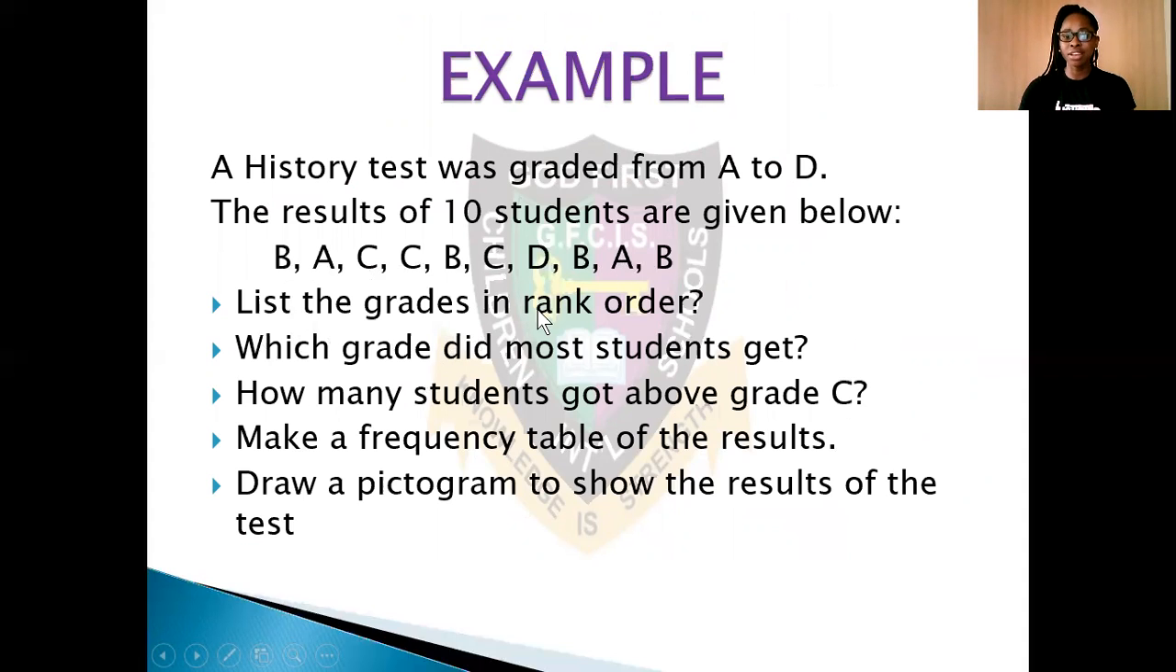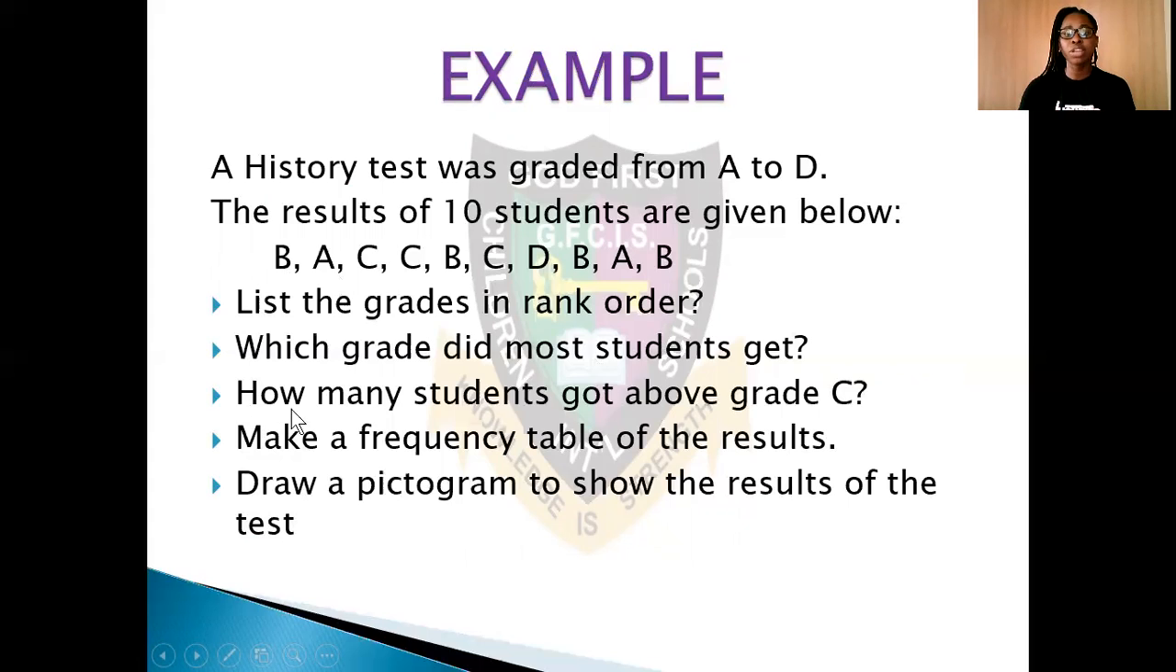List the grades in rank order. You should arrange these grades from the highest score to the least, which is in rank. The first one is A, followed by B, C, and D. Two, which grade did most students get? Looking at the grades, you find that most students got grade B, because B is occurring 4 times.